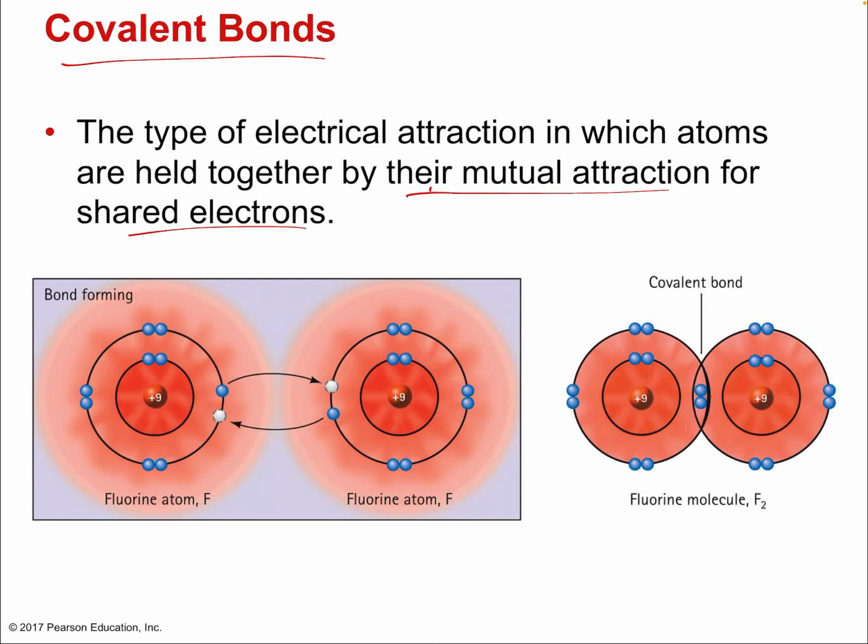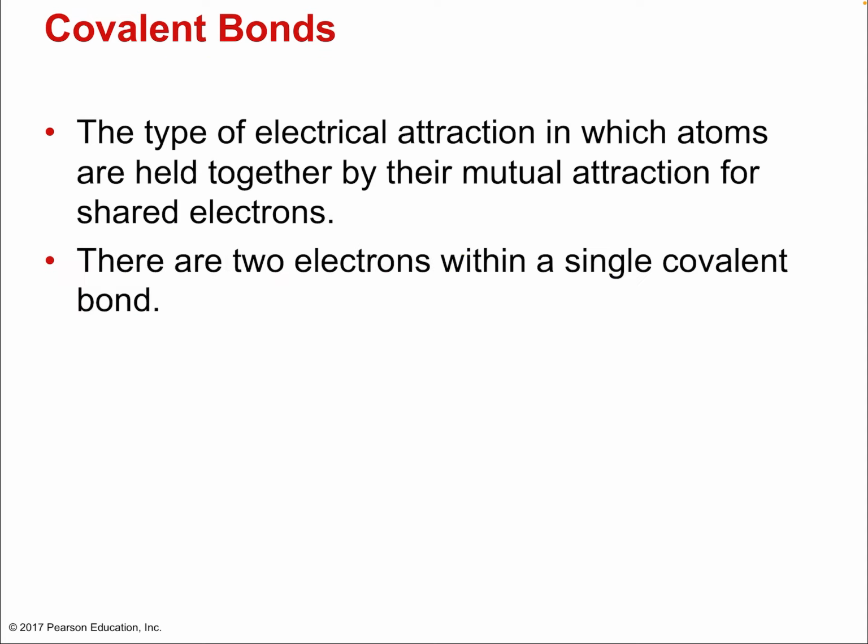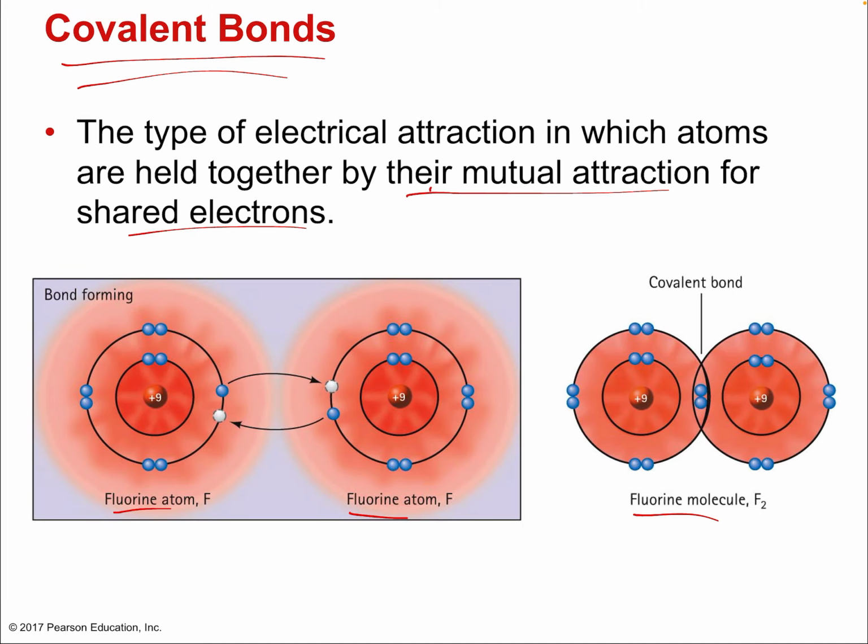Good. Okay. So, for example, fluorine and fluorine can form a fluorine molecule, difluoride. Two fluorine atoms together. Why? Because they want to form a covalent bond, a sharing of electrons, because they each have one and only one unpaired electron in their valence shells. Okay, good. So there are two electrons within a single covalent bond. As you can see, the bond is this whole thing here. It involves two electrons, one from each atom.